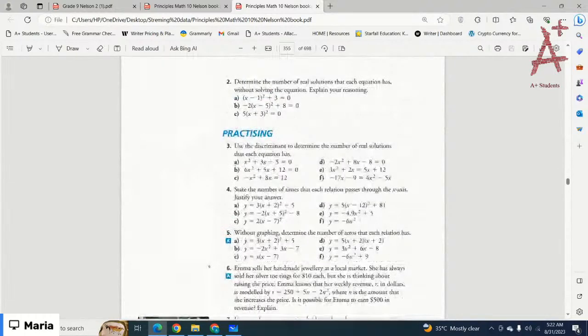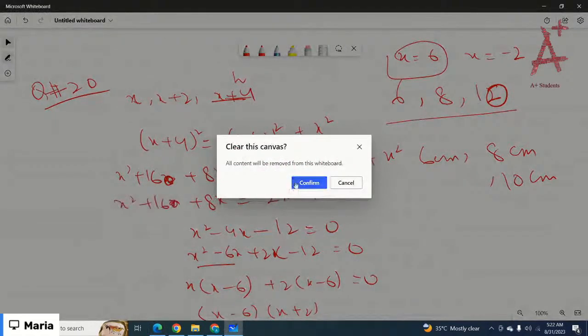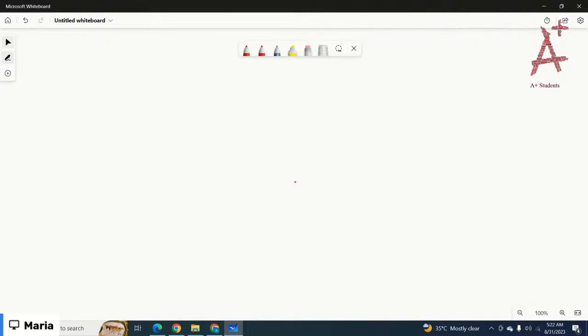Question number 3 it is. So use the discriminant to determine the number of real solutions that each equation has. So the discriminant is d equals b square minus 4ac, right? Let's start with question number 3, x square plus 3x minus 5 equals 0, right? Okay, the discriminant is d equals b square minus 4ac. You just have to evaluate this and you can see how many roots the equation has, right?